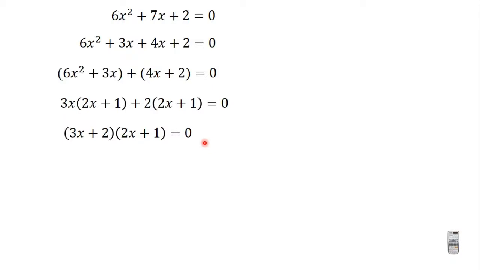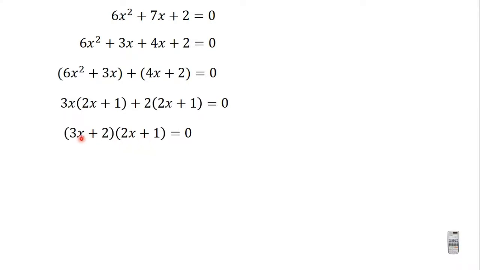As I said, if you want to learn or understand how to factorize quadratic trinomials, watch the video on quadratic trinomials and the algebraic expressions. I explain that in detail there. So we have factorized this quadratic trinomial.